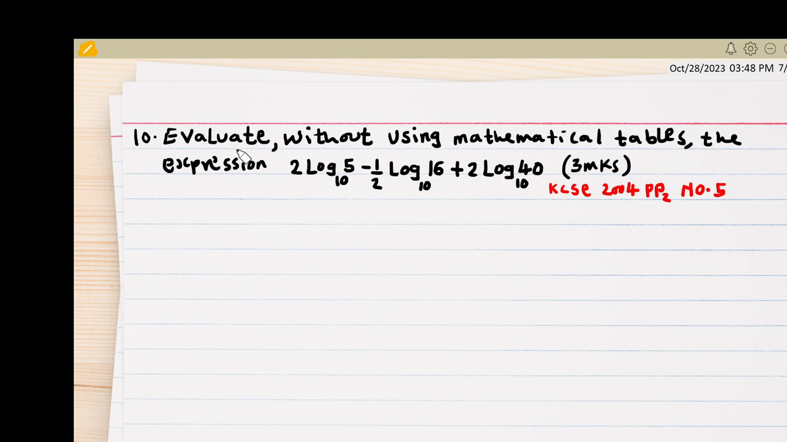Then we look at our 10th example, which is also a past KCSE equation done in 2004 paper 2 question number 5. It reads, evaluate without using mathematical tables the expression 2 log to base 10 of 5 minus a half log to base 10 of 16 plus 2 log to base 10 of 40.